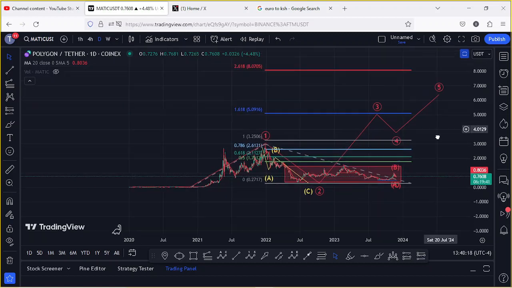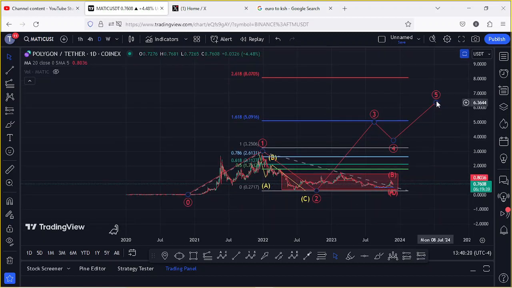Then from there we can expect a wave 4 and then a wave 5 taking us even higher. And that is what I'm keeping my eyes on in the short term and also on the long term. And those are my pullback target areas on the Matic chart.